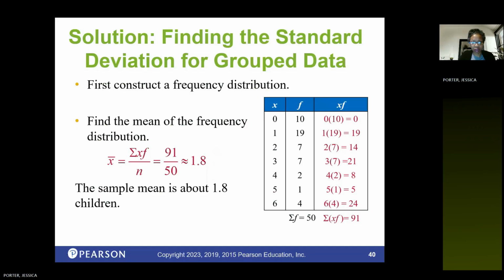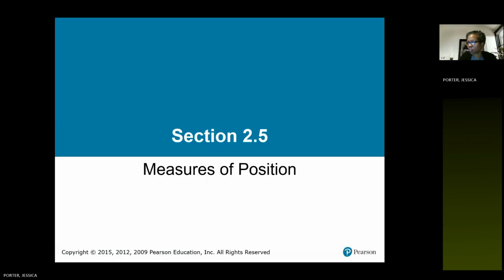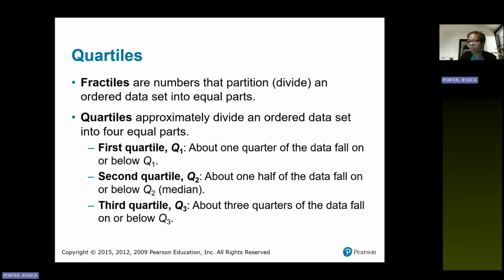2.5. And 2.5 is a shorter one. We're talking about measures of position this time. We're going to be looking at quartiles. We're going to be looking at percentiles.